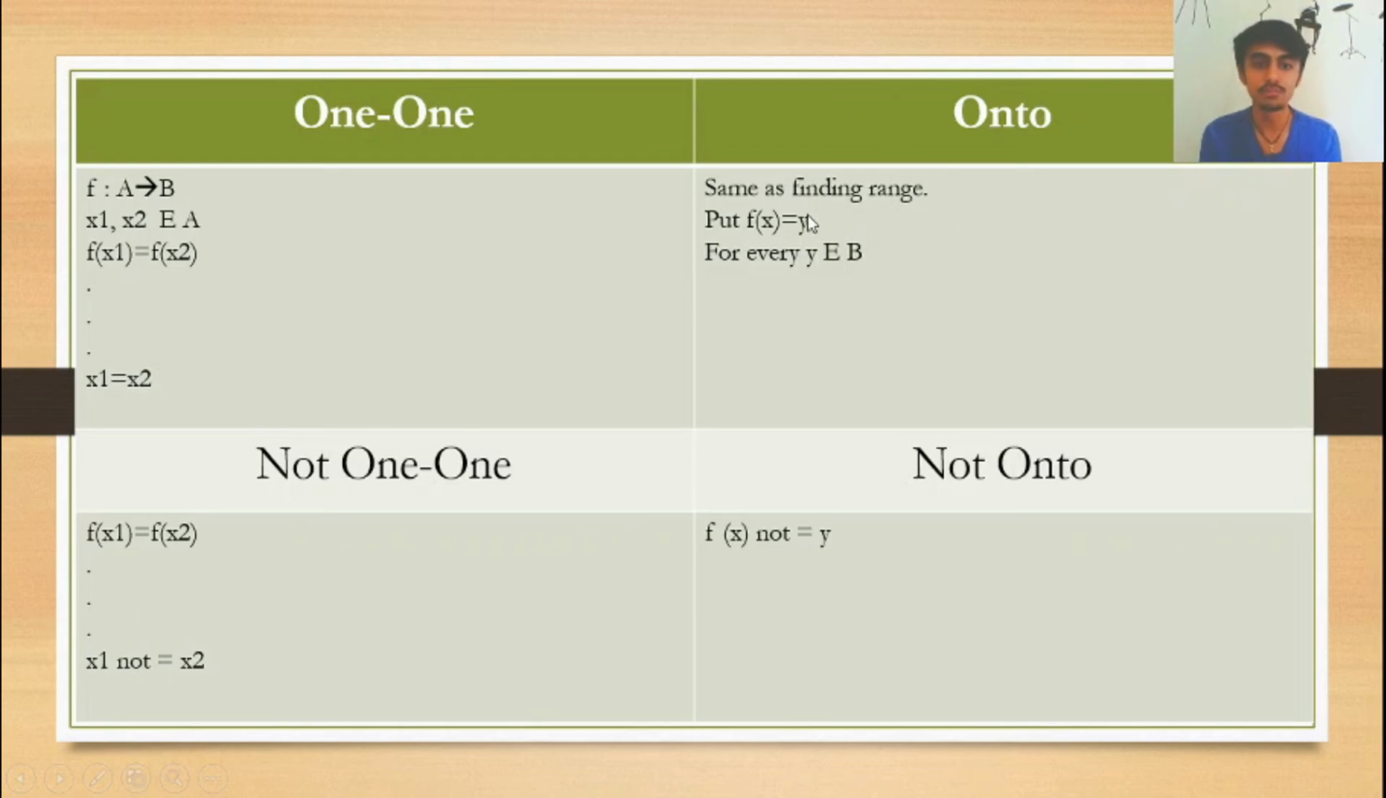Let's see for onto. For a function, f of x should be equal to y, for every y belonging to B. Not onto: f of x does not belong to y. So this is 1-1 and onto.